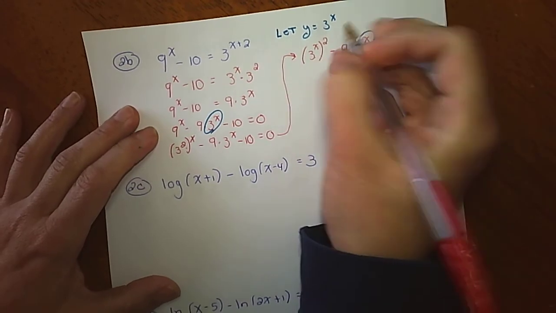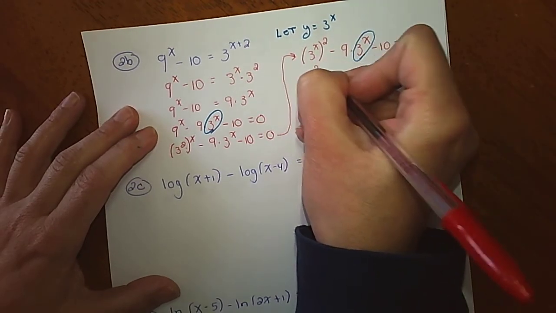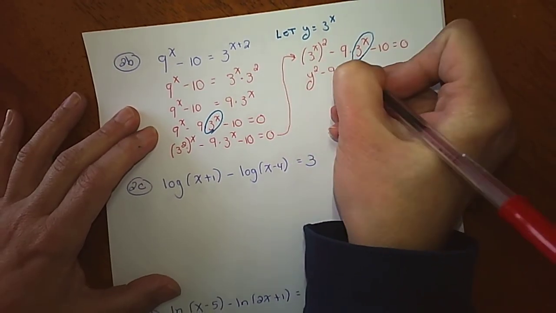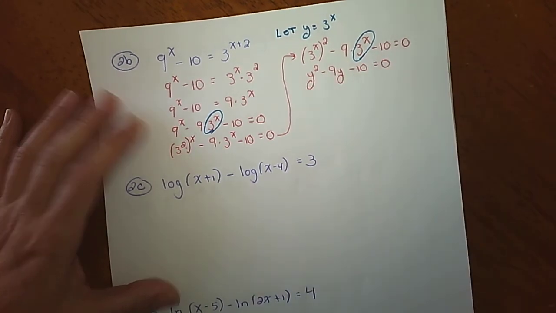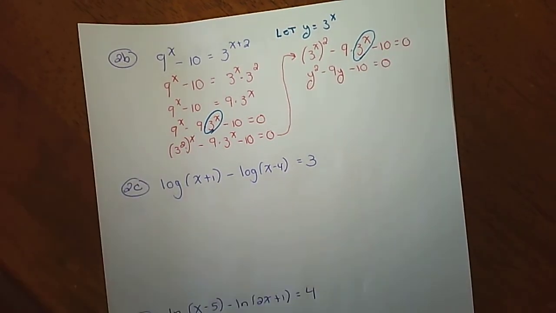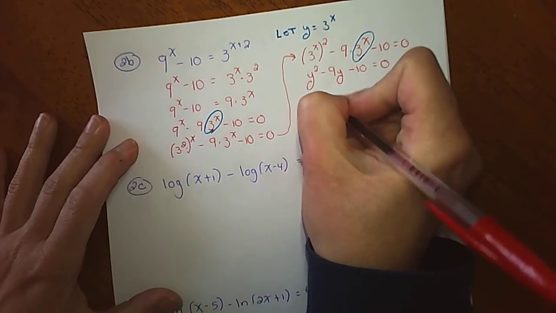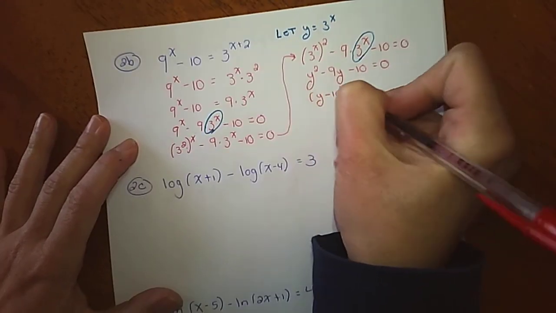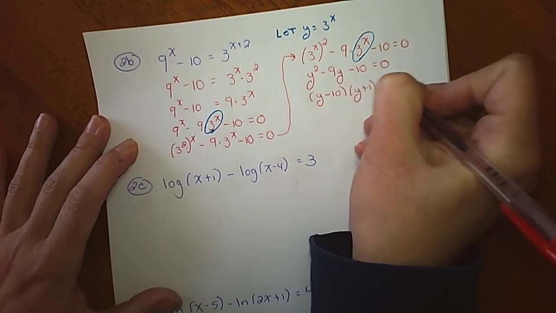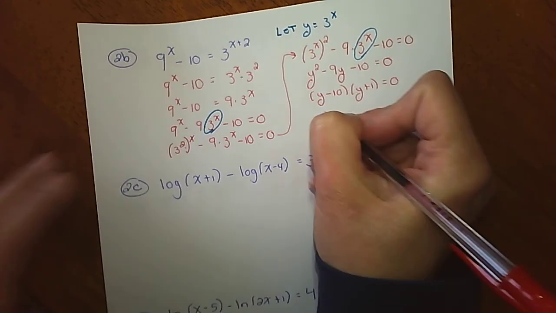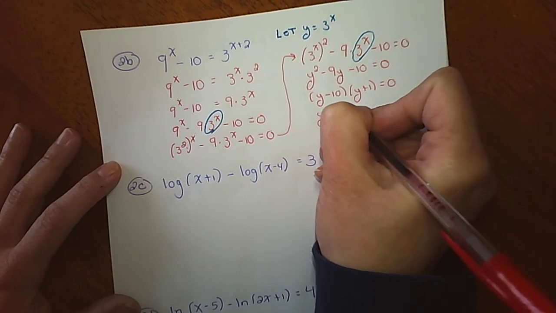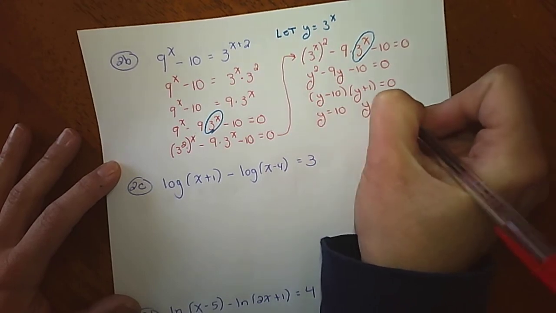And now we have it there as well. We have y squared minus 9y minus 10. So this was a very tricky question, but one worth seeing. And then it factors into y minus 10, y plus 1. So that makes y equals 10, y equals negative 1.